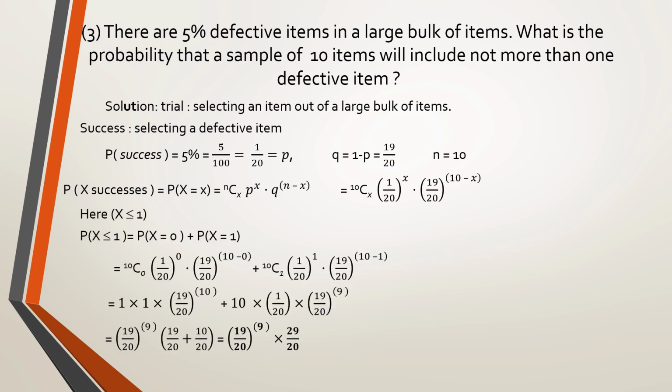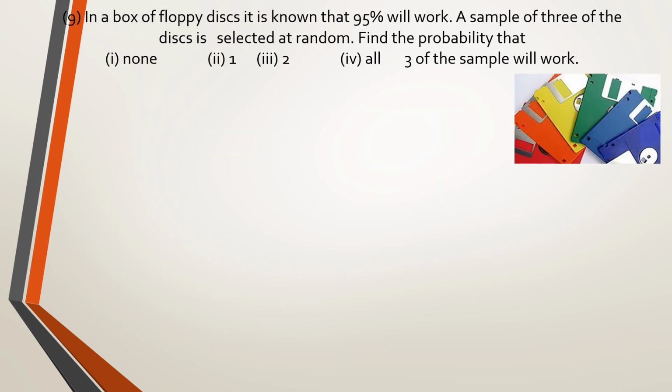So here x is less than or equal to 1, because we don't want more than one defective item. So it will be either 0 or 1. It's going to be the addition of the probability of 0 successes and the probability of 1 success. Substituting x is equal to 0 in one case and x is equal to 1 in the other case, we add the two probabilities. The answer comes out to be 29 by 20 into (19 by 20) raised to 9. Clear? Good.